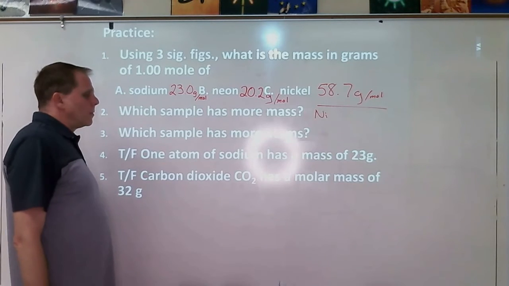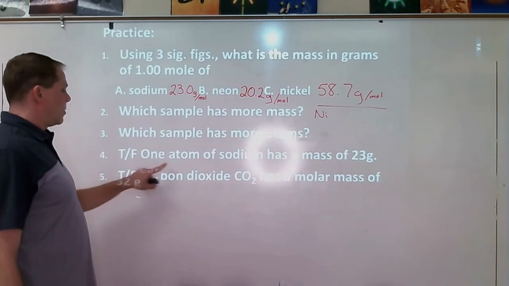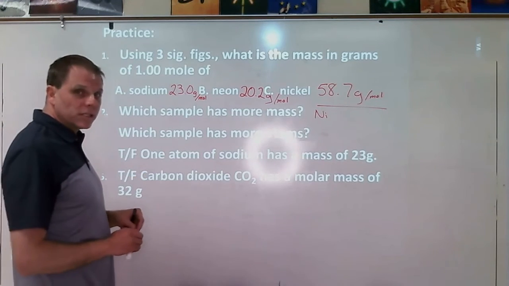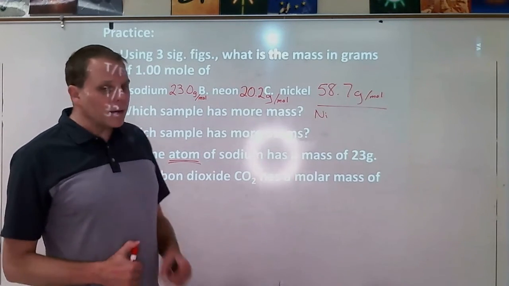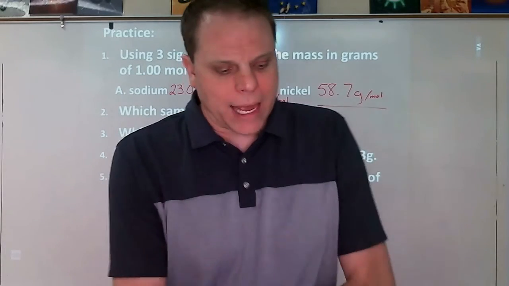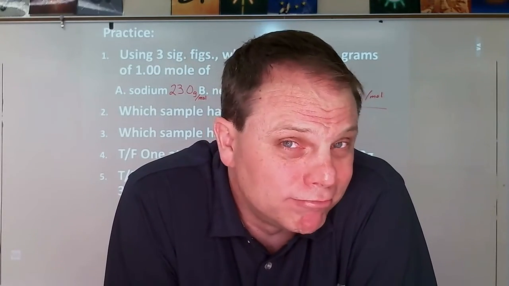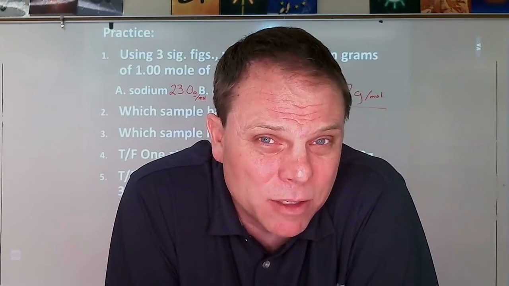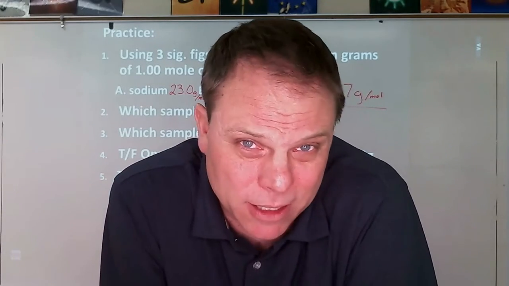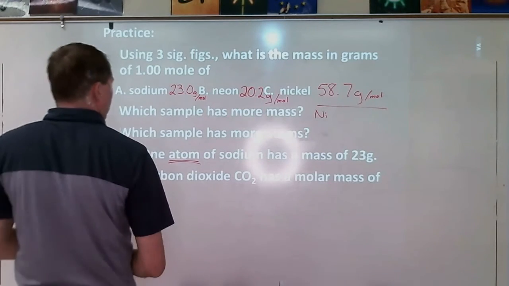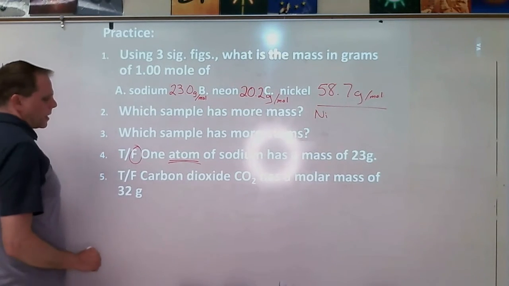True or false? 1 atom of sodium has a mass of 23 grams. Well, we just did that. Oh, did you see that? Do you see that tricky word right there? An atom of sodium would have a mass of 23 AMU. That's really small, right? An atom is really small. An atom is not anywhere near the size of 23 grams. And so this one's tricky, right? It's not a mole of sodium, it's an atom of sodium. So this one's false.